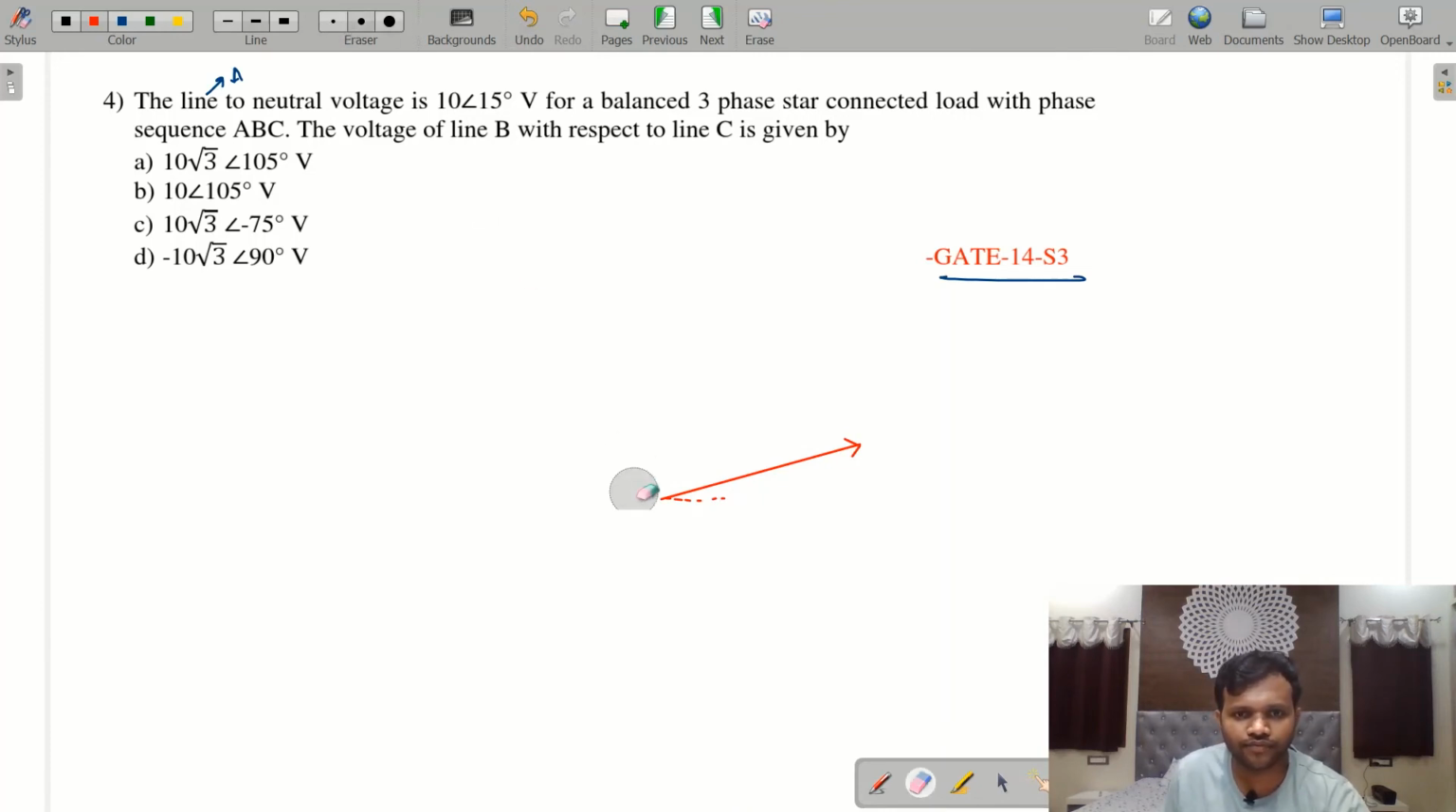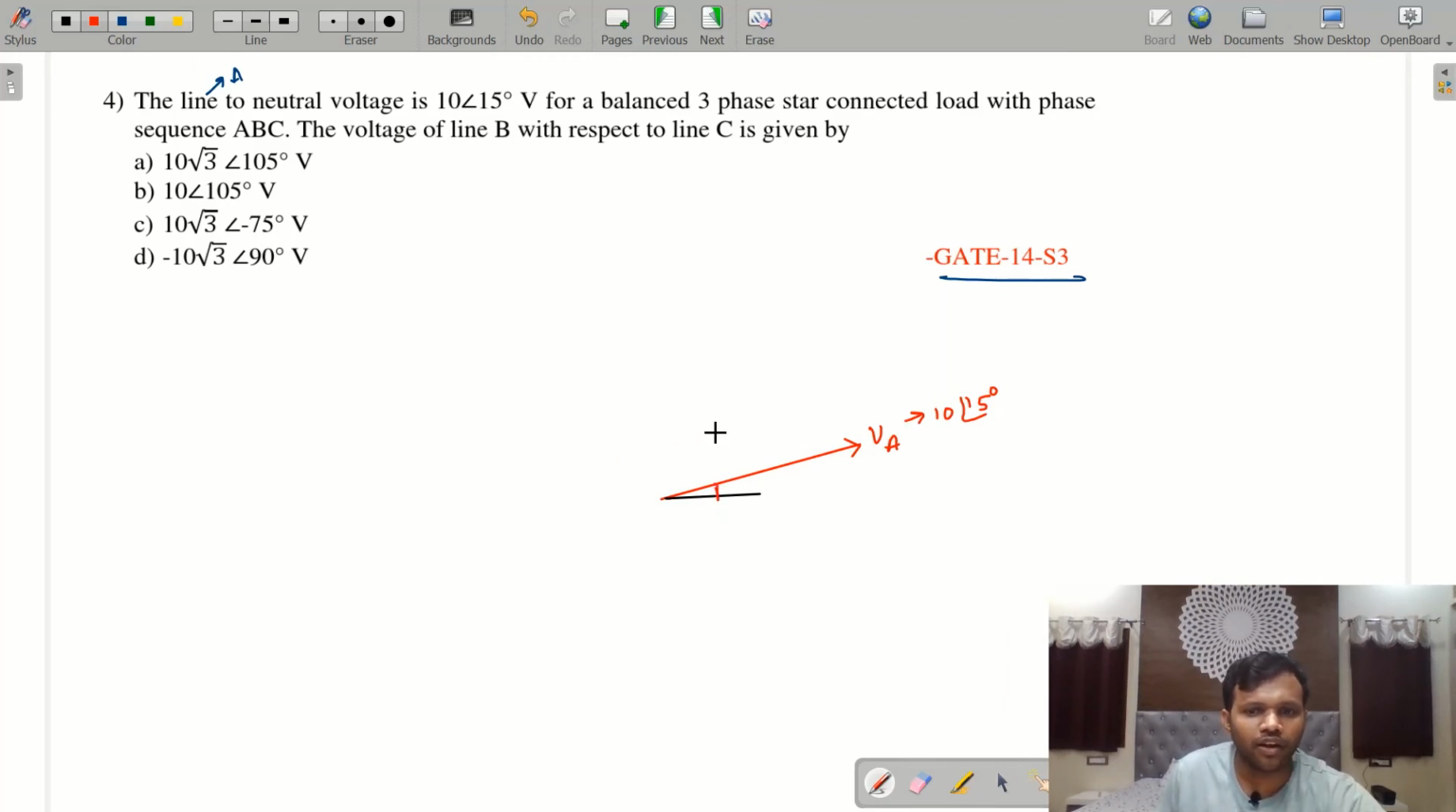Okay, this is my reference. And what they had given, they had given the VA phase voltage as 10 at an angle of 15 degrees. That's why I have written here, I have drawn somewhat with a 15 degrees angle, okay.